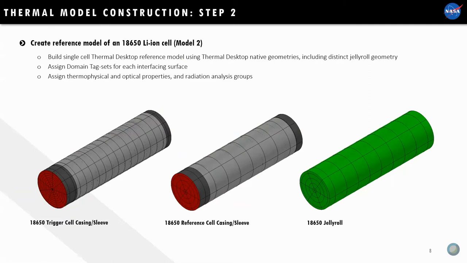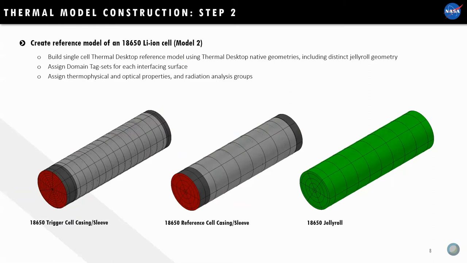So then step two, we created a reference model of the 18650 cell. We built a single cell in Thermal Desktop, using native geometries, including a distinct jelly roller geometry, which you'll hear a lot about in this presentation. Kyle will go into detail about that, but that's an important point. And then we also assigned our domain tag sets for the interfacing surfaces as before, and also our thermophysical and optical properties.